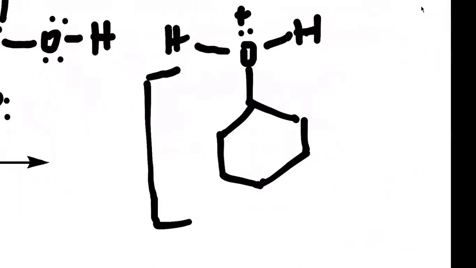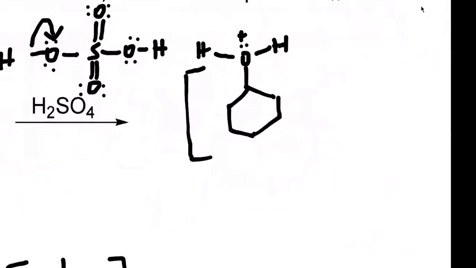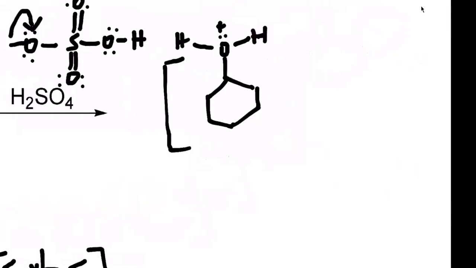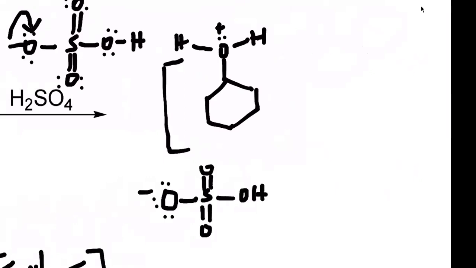Right? And then what's the conjugate base look like from sulfuric acid? What is that going to look like? SO4 minus. Good. Well, HSO4 minus because you still have one H left. Right? So that's my conjugate base.